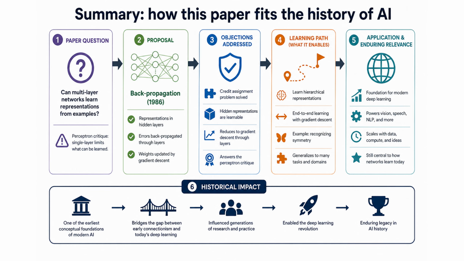This lecture worked through the credit assignment problem, hidden representations, gradient descent through layers, why it answered the perceptron critique, example, recognizing symmetry, application, why this paper mattered in AI history, and summary, why this paper mattered. The key historical point is that this paper changes the direction of the field, rather than merely adding one more technical detail. It should be understood as part of a chain, in which each paper reshapes the next stage of AI development. From here, the next step in the course is gradient-based learning applied to document recognition in 1998, which continues the timeline from this foundation.